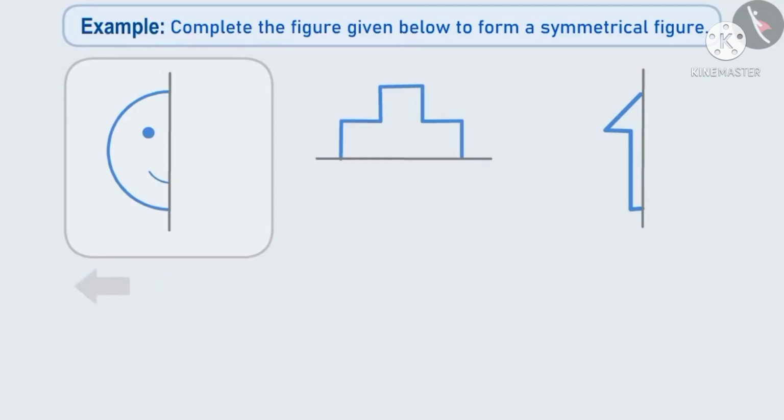In the first figure, here is a semicircle on the left. We will draw its reflection in the right part. It is important to keep in mind while making reflection that this shape should be made in balanced proportion.